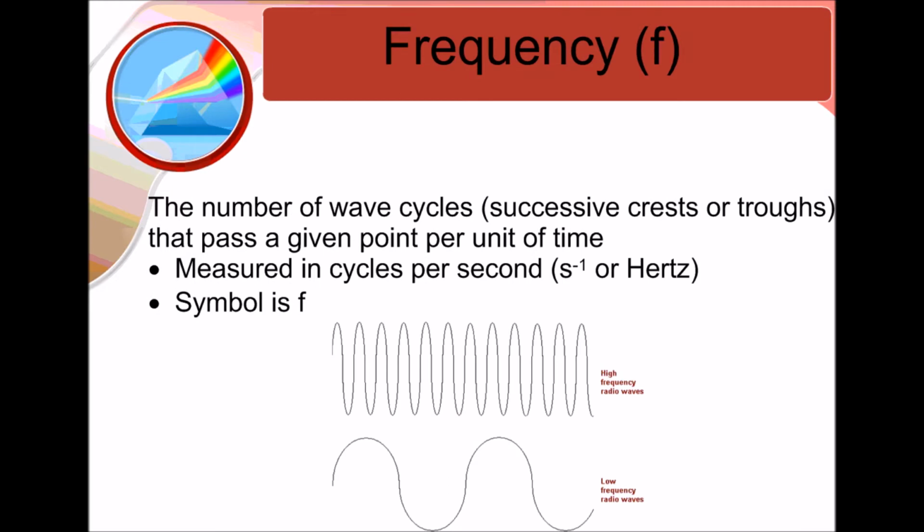Frequency is the number of wave cycles, successive crests or troughs, that pass a given point per unit of time. It is measured in cycles per second or hertz. The symbol for frequency is the letter f. In the diagram below, the top wave has a high frequency and the bottom wave has a low frequency.